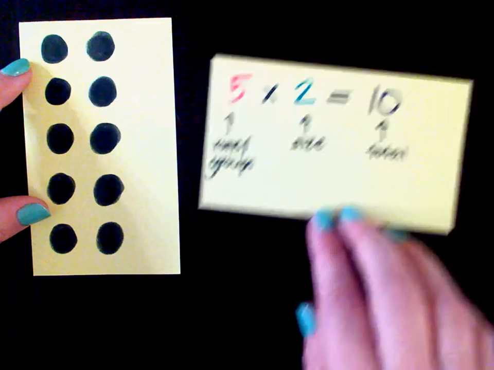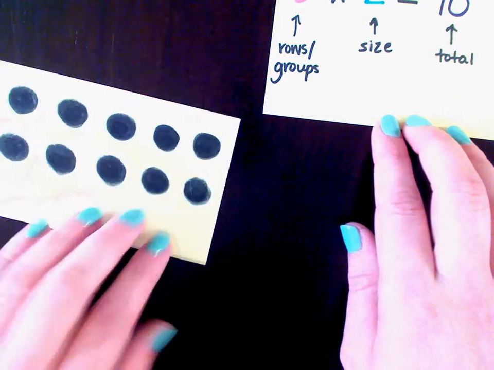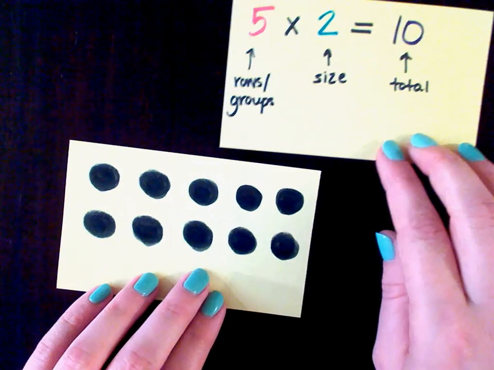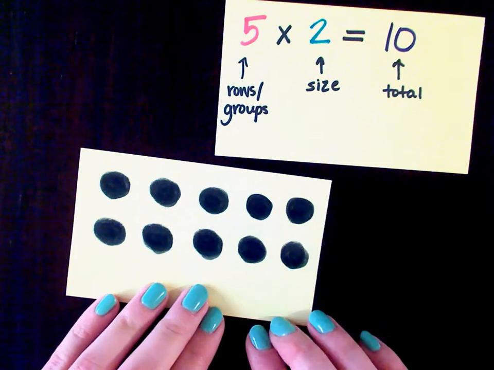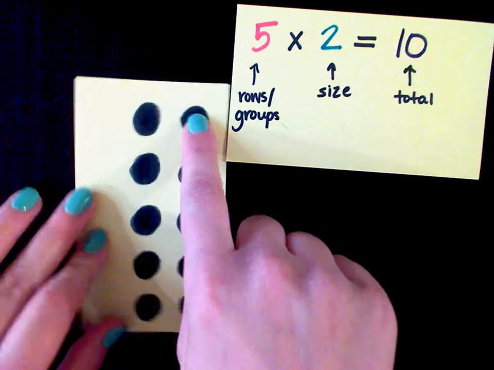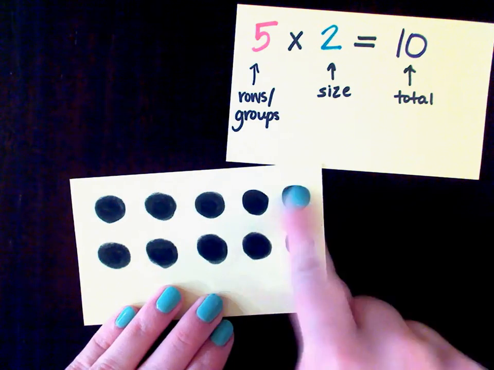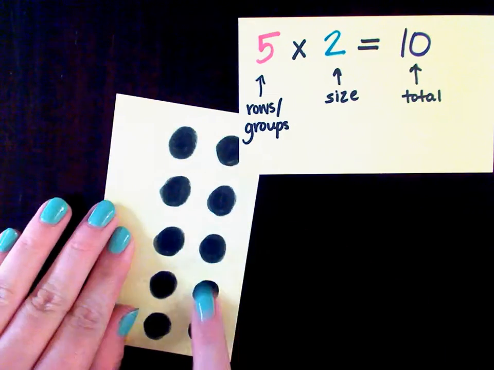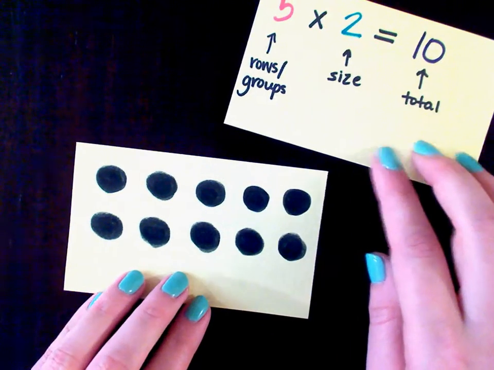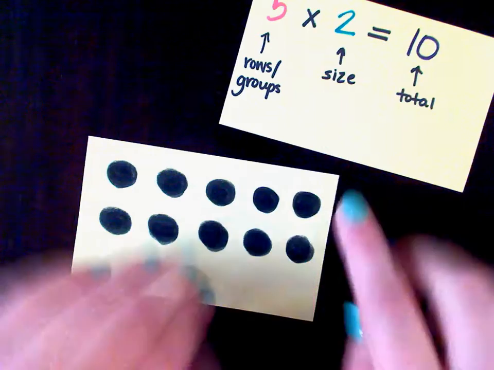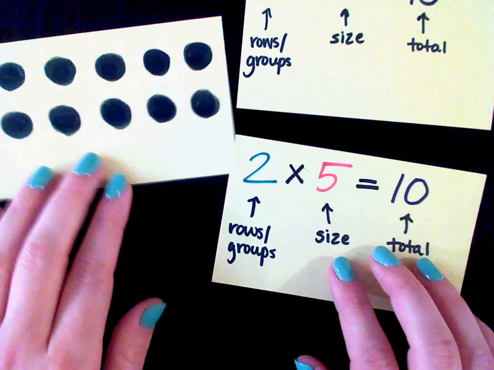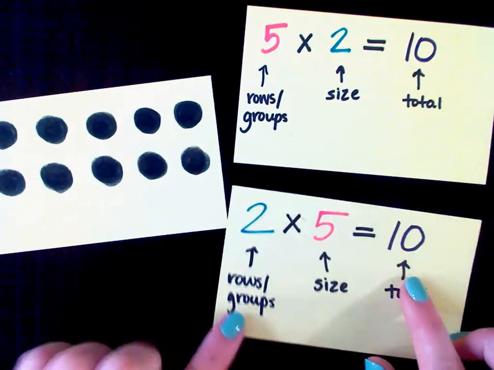Now, if we rotate this array 90 degrees, we can see that the total did not change. We did not add any dots, and we didn't remove any dots. However, the number of rows became the number of columns, and the number of columns became the number of rows. So now we have 2 rows of 5, which can be represented by 2 times 5 equals 10. Again, the total did not change, it stayed the same.